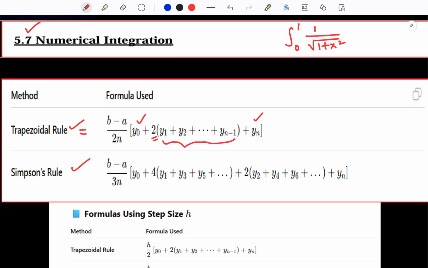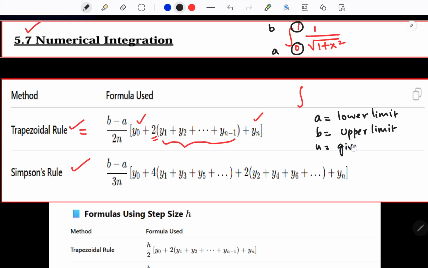What is this a? What is this b? Suppose you have the integral from 0 to 1. This is your a and this is your b. It means a is your lower limit and b is your upper limit. And n will be given in the question. The number of intervals will be given in the question. Keep that in your mind.